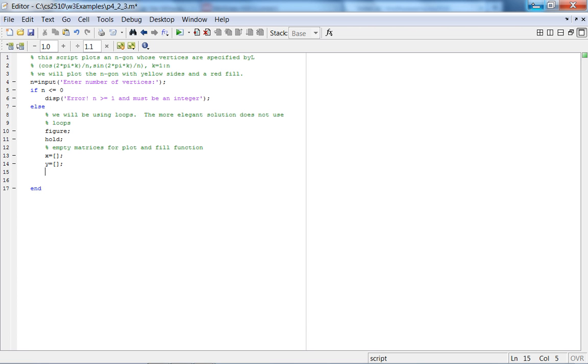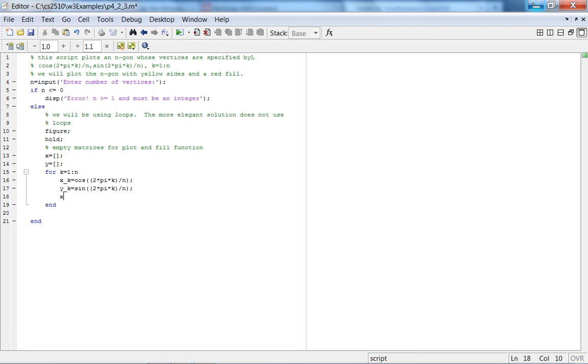So we're going to form a column vector of points. So let's do a loop, for k going 1 to n. x sub k, just use the definition, is cosine of 2 times pi times k divided by n. And y sub k is sine of 2 times pi times k divided by n.